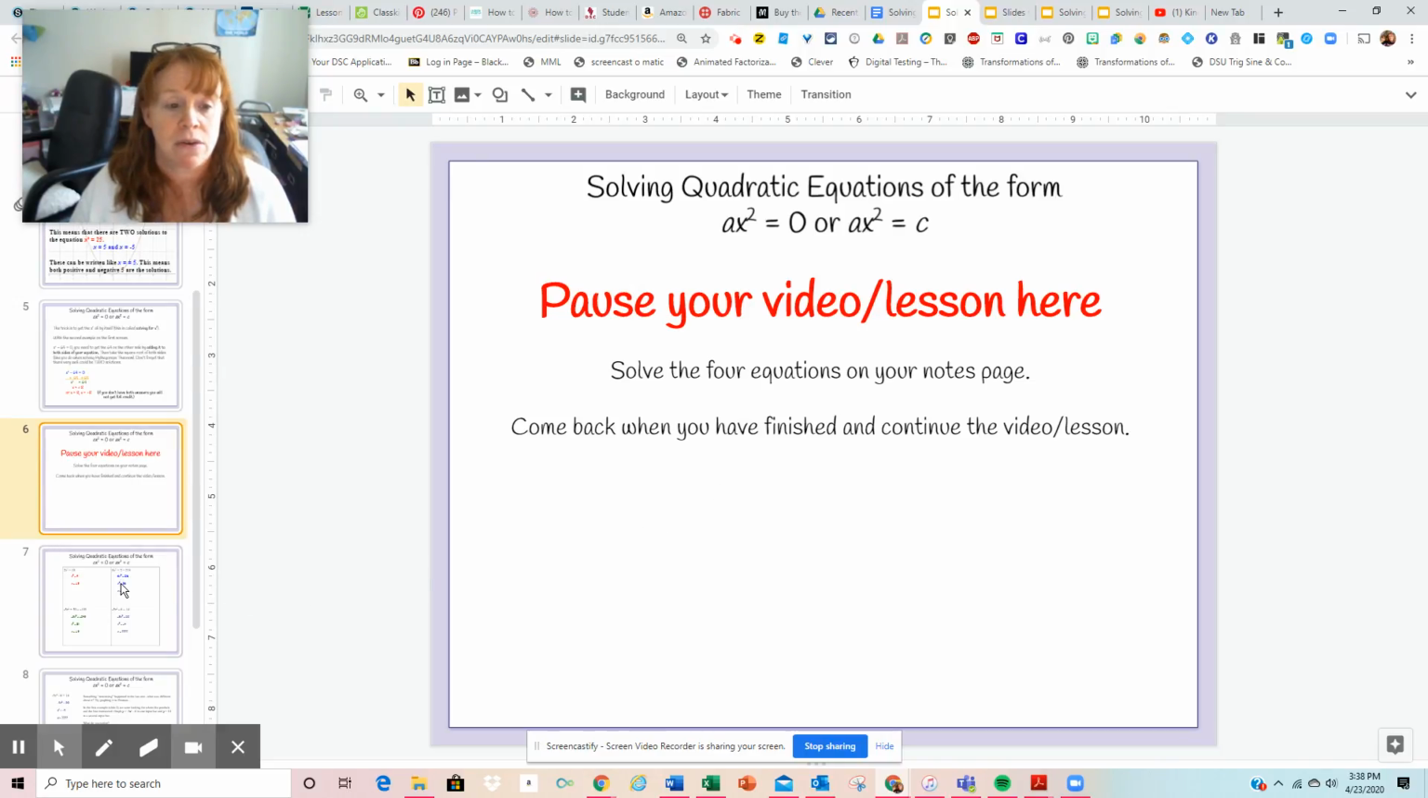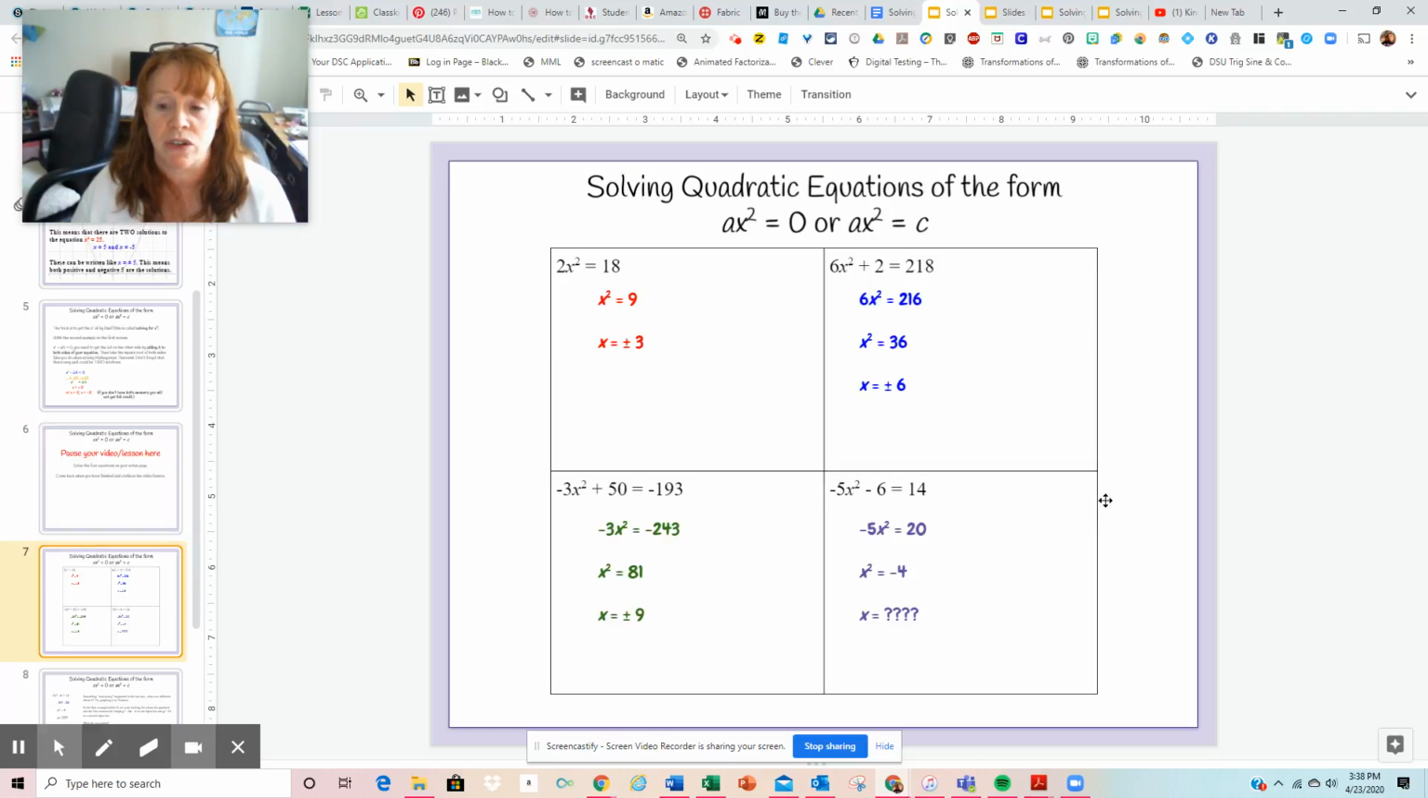All right, so thank you for doing that work and coming back. These are the answers that you should be getting. So here you just have to divide by 2. Got to get x squared by itself, solving for x squared. So x squared equals 9. Take the square root, you get positive and negative 3.